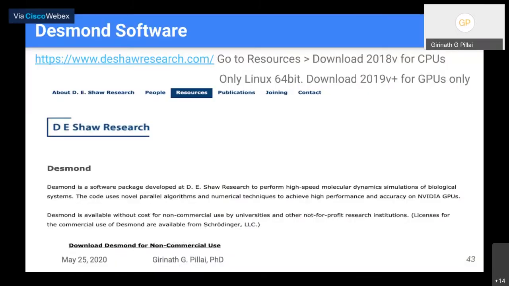And then you have Desmond. Desmond should be downloaded from D. E. Shaw Research, and it is free only for academics, not for commercial use. It works only on Linux. If you have only CPUs, then download the 2018 version. And the 2019 version works only on GPU.